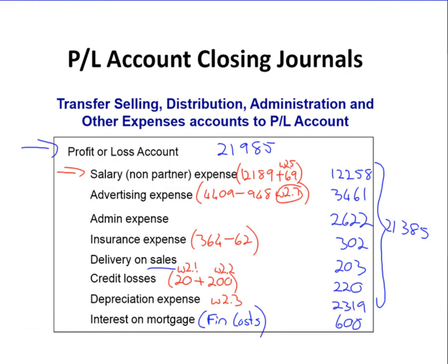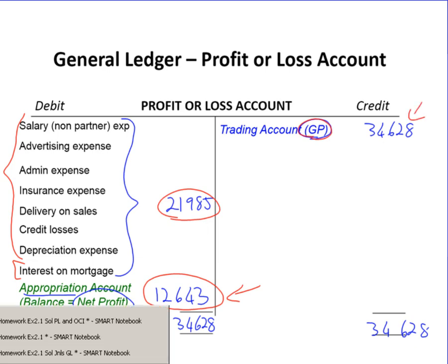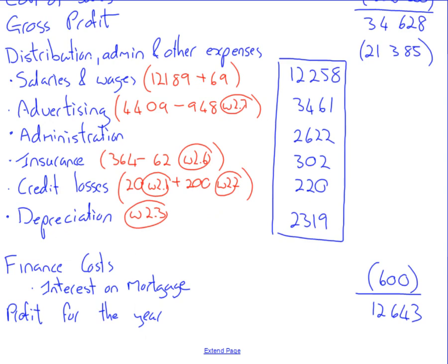Just to match it back, where did I see that figure before? If I go to my profit and loss general ledger account, you will see there it is. There's my net profit, the 12,643. There's my 21, made up of all the small expenses plus the finance costs. My trading account, my GP, I brought in at the 34. Now you don't need to do that general ledger account. You can do it straight in the statement of profit and loss and OCI.